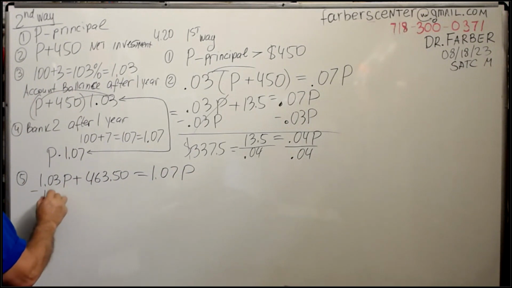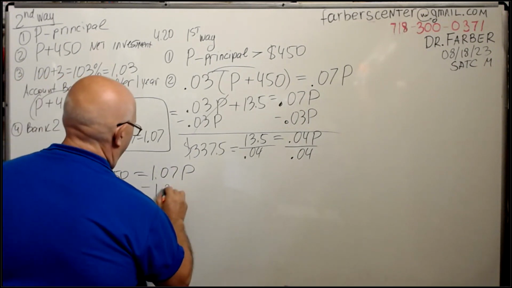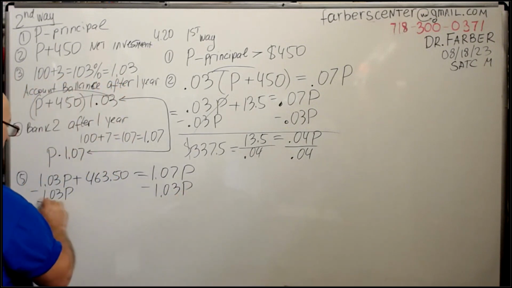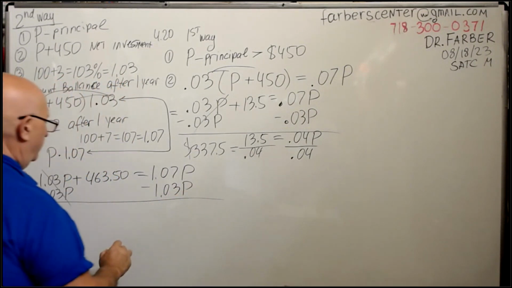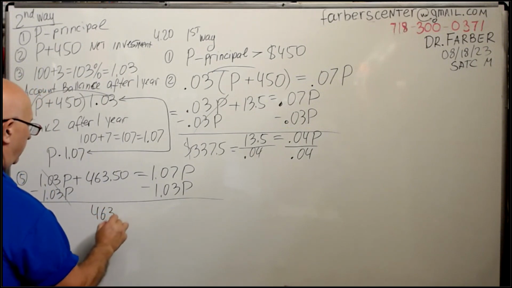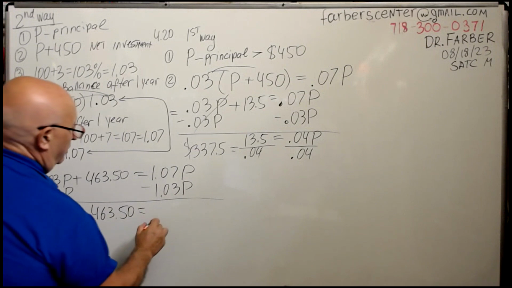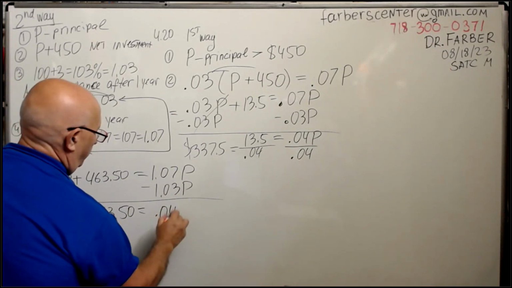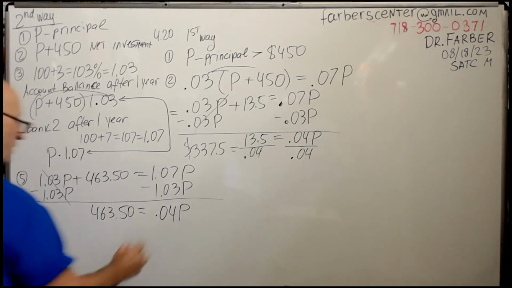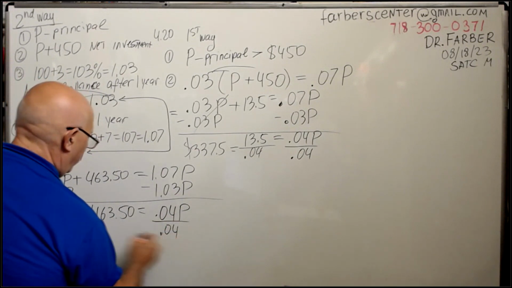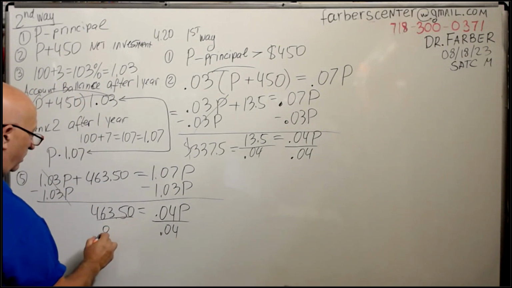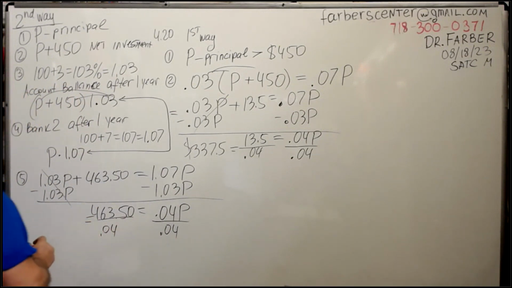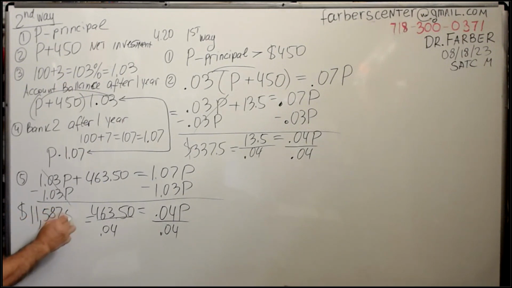If I subtract 1.03p minus 1.03p, they cancel, and I get 463.50 equals 0.04p, and divide by 0.04. After division, you get 11,587.50. It makes sense. And check is validation.